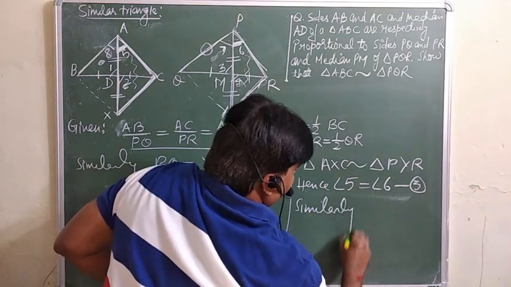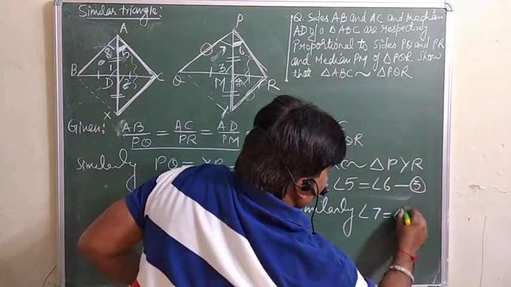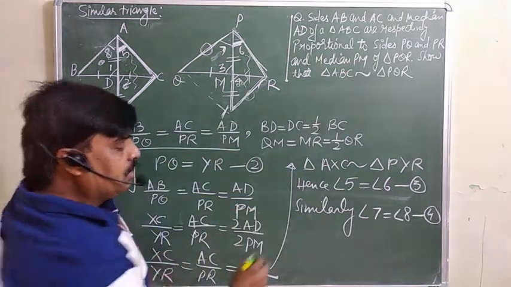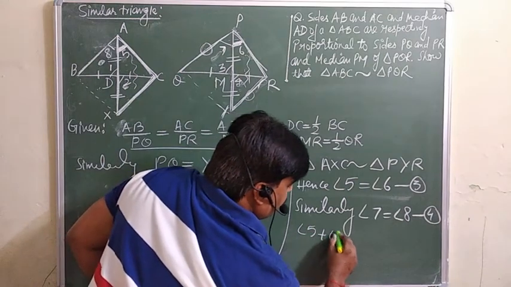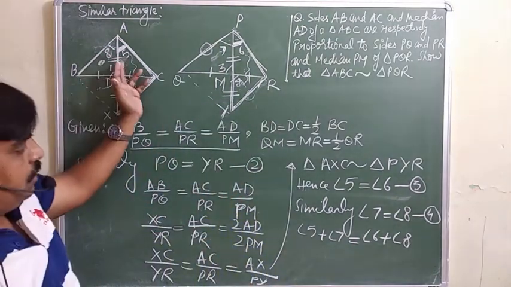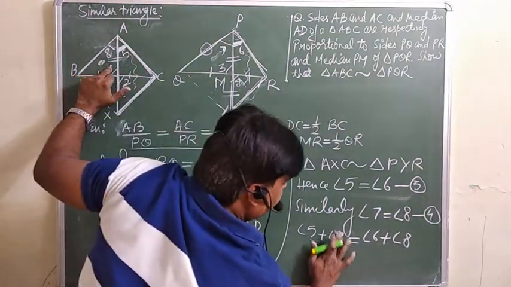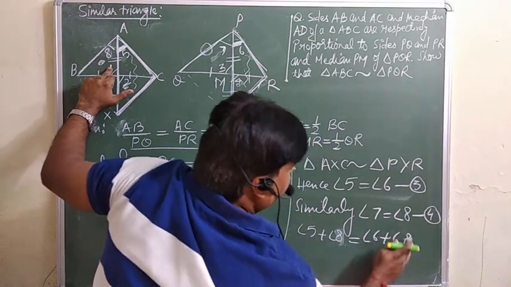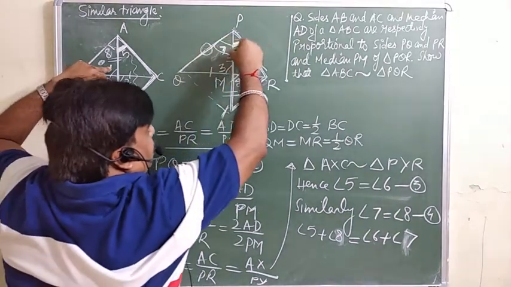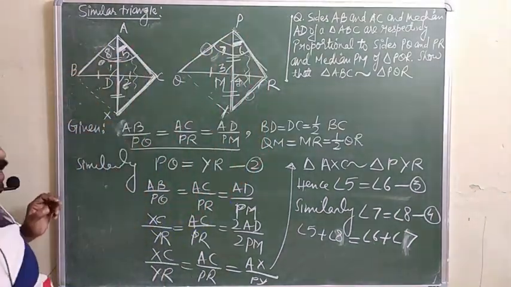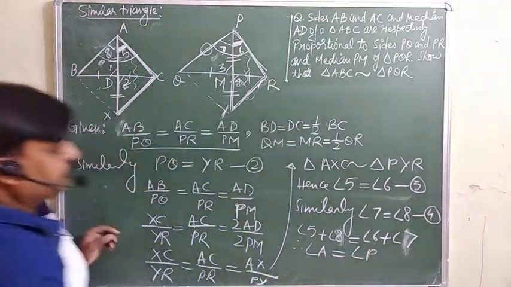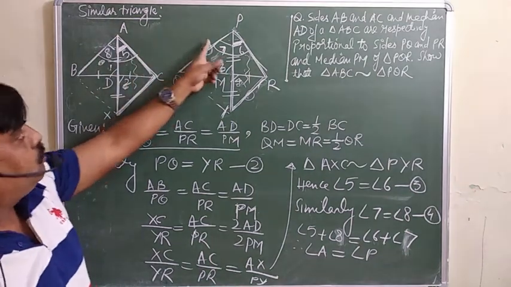In examples also you can write down similarly, angle 7 is equal to angle 8. This is your equation 4. Now just you can add these angles. So angle 5 plus angle 7 is equal to angle 6 plus angle 8. I am going to add angle 5 plus angle 8 and 6 plus 7. Because 6 plus 7 you can write down angle P, 8 plus 5 you can write down angle A. So this is your angle A and this is your angle P. So finally we got angle A is equal to angle P.